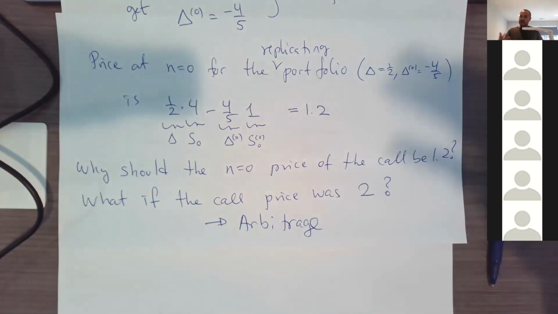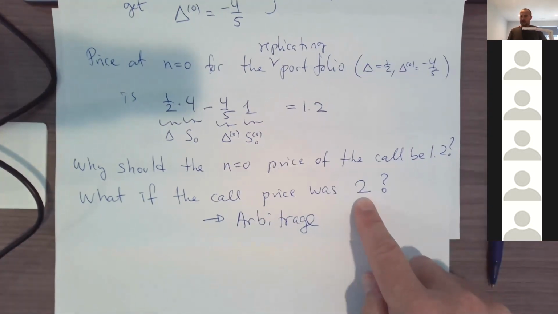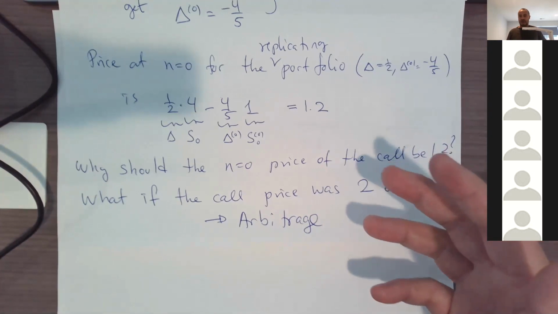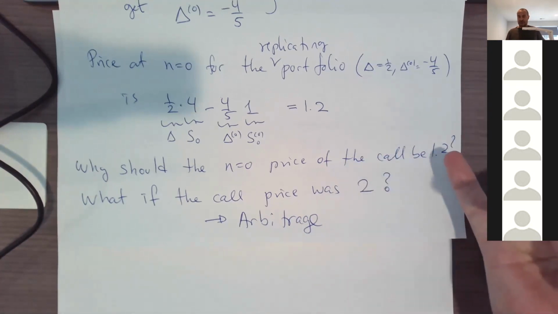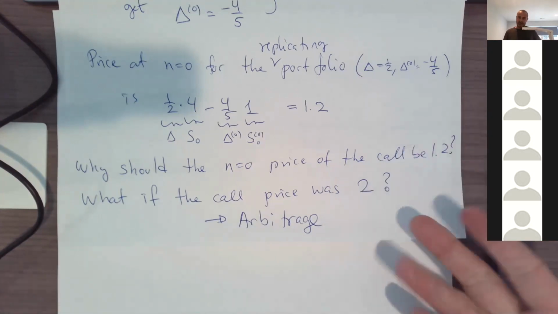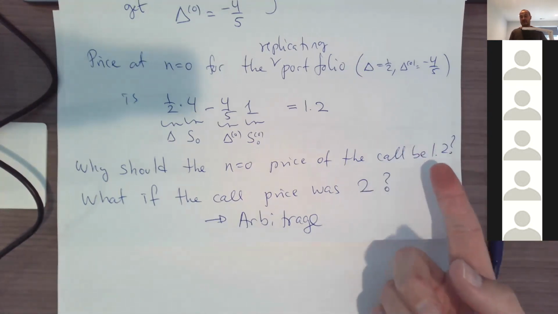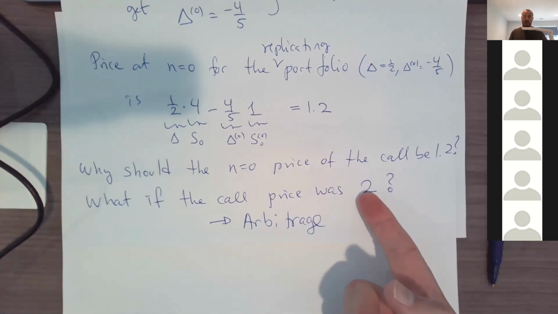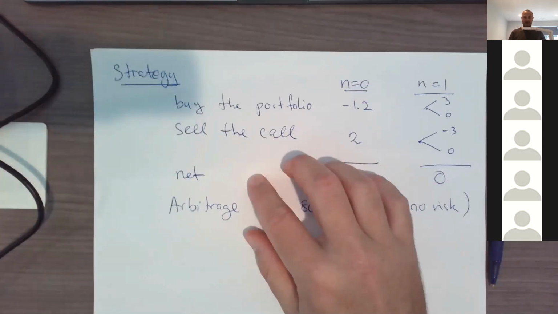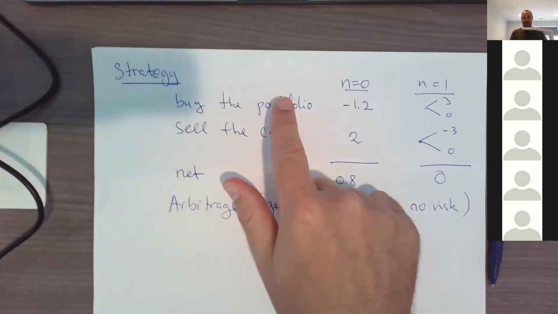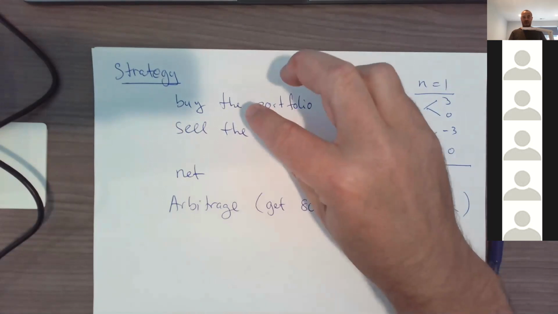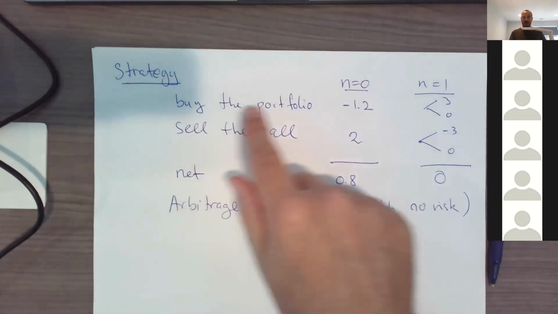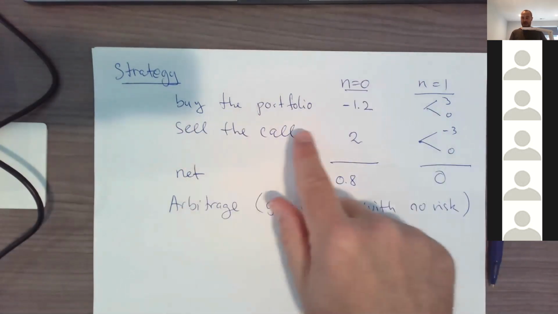And of course, you can go through the same argument. Instead of 2 here, you could put 3. If you put 3, then you would pocket even more. And of course, if you go down to the other side, if you're less than 1.2, so say that this is 1, well, if it's 1, then you should probably think about switching your strategy. Instead of buying the portfolio and selling the call, you want to switch it so that you start selling the portfolio and you're buying the call.